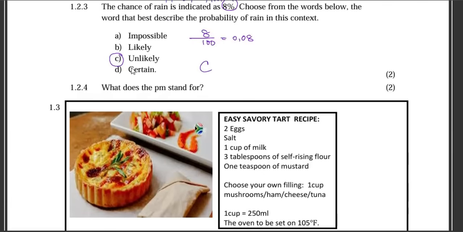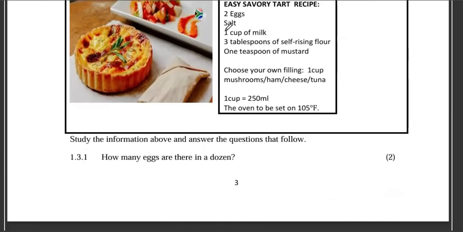They're asking us here, what does PM stand for? Someone could have said post meridian, or someone else could have said past midday. Either way, both of you are right. Okay, let's look at this other question here.